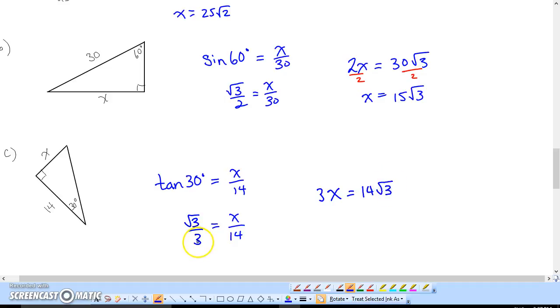And you can now see why I like the root 3 over 3, because now when I divide both sides by a rational number 3, my answer is in simplified form. Since 3 does not divide into 14 evenly, we just leave it like that. Since root 3 is under a radical and 3 is not a radical, you cannot simplify those. Okay, that cannot be simplified. Only a whole number with a whole number. You cannot simplify those ones.